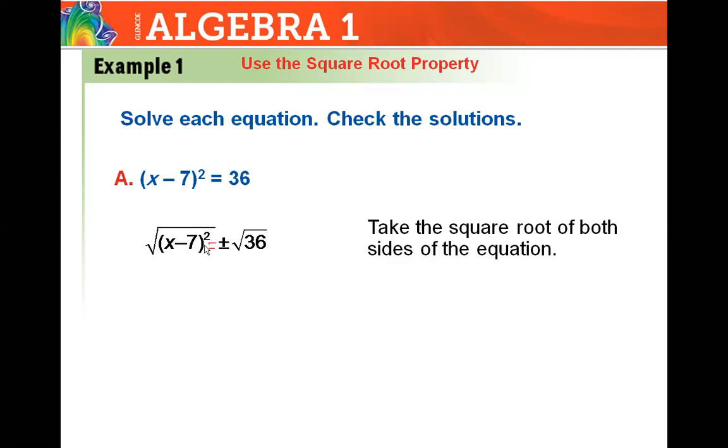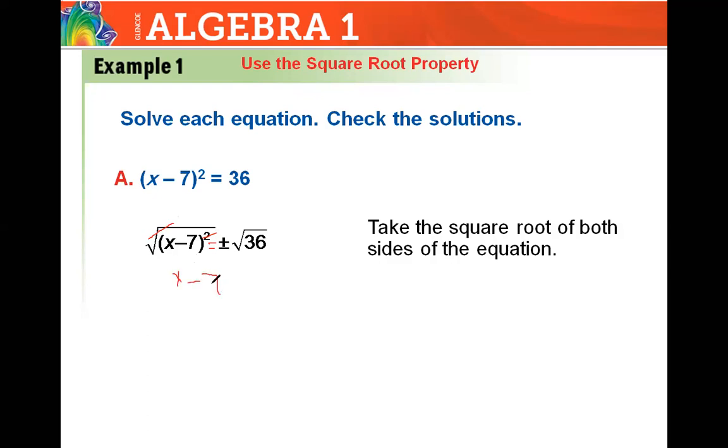And on the other side, the square root and the power 2 will remove each other. So I can remove this square root with the power because they are opposites. The remainder here will be what? x minus 7.